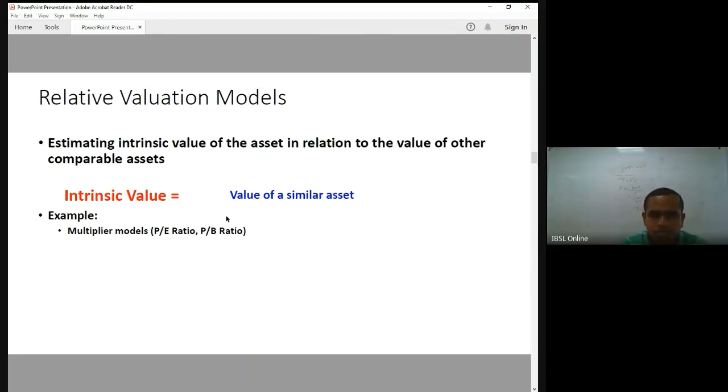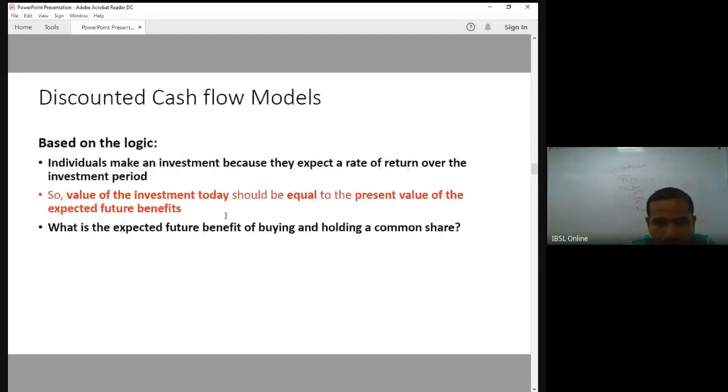Relative valuation is estimating the intrinsic value of the asset in relation to the value of other comparable assets. The intrinsic value will be equal to the value of a similar asset. Let's get into this later. We'll be looking at the price to earnings ratio, the price to book value ratio, and multiplier models.